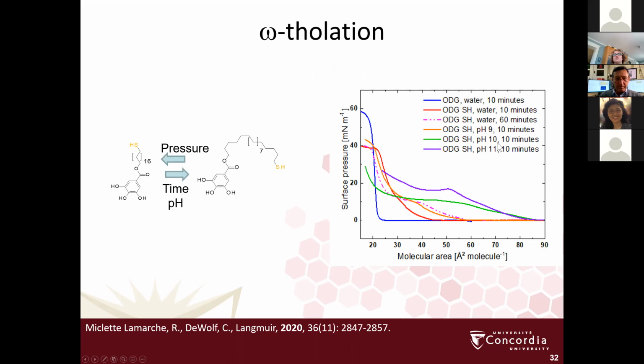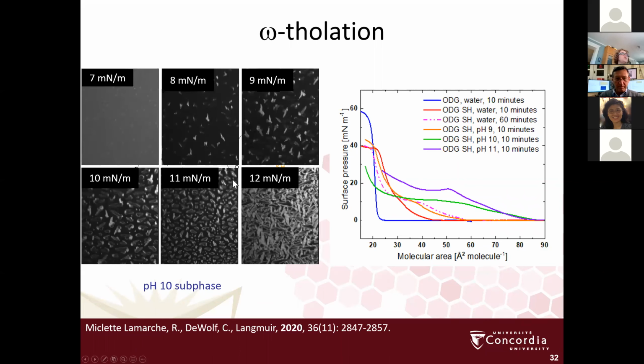However, if we go to much higher pHs, again, 10 and 11, you start to see a much larger shift in the isotherm, possibly to a fully BOLA conformation. If we now look at the Brewster angle microscopy, we do see a very homogeneous phase, presumed to be a BOLA phase. A few domains begin to appear around 7 millinewtons just before that plateau. So this is at pH 10.